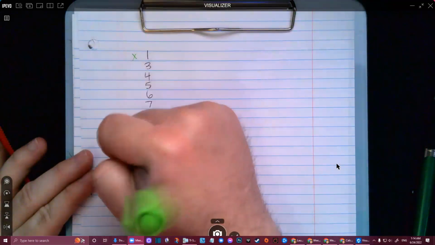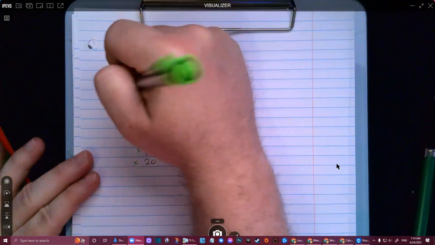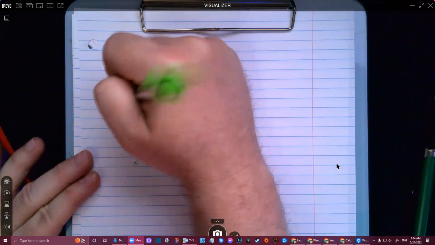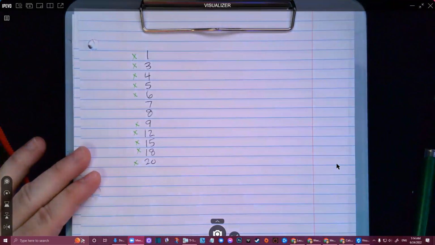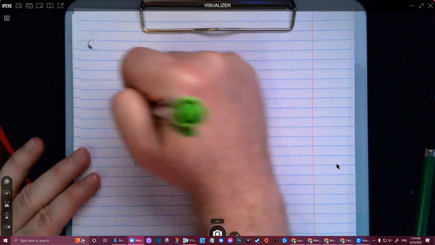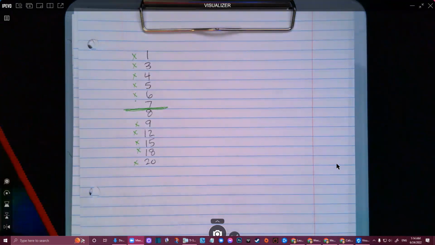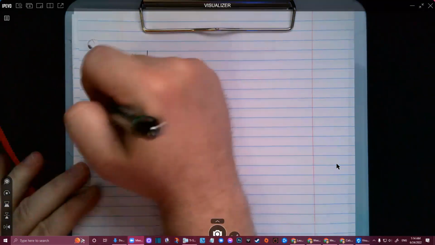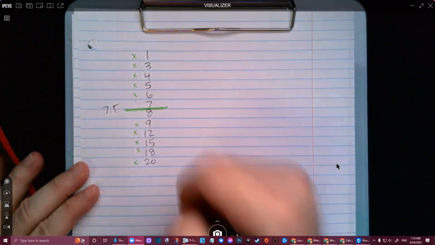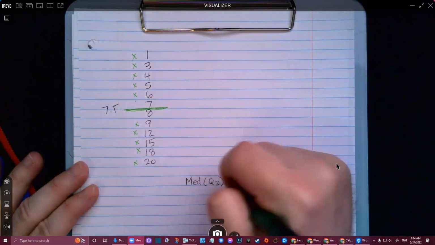So 1 and 20, 3 and 18, 4 and 15, 5 and 12, 6 and 9, and I'm left with 7 and 8 in the middle. So my median is the dividing line between those 2 values. I can do this one in my head. If I couldn't, I would add them and divide by 2, but I happen to know that 7.5 is exactly between 7 and 8. So I already know that my median, which is called Q2, second quartile, is 7.5.